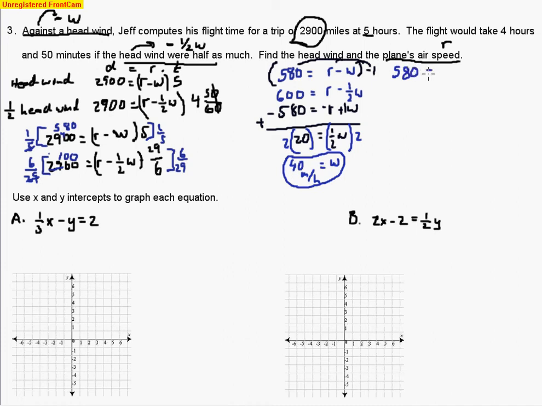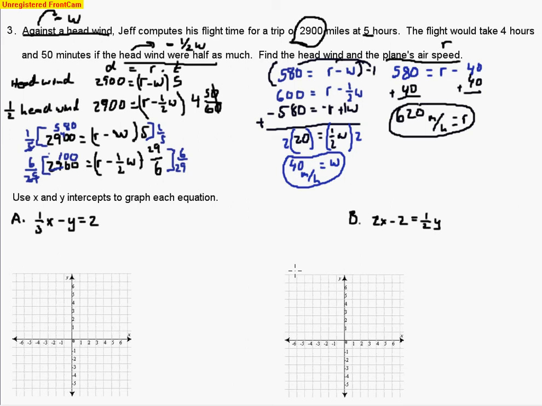580 equals r minus, and then you just put 40 in place of it. And it's just a one-step problem. So all I have to do there is add 40 to both sides. And we've got our answer. So add 40, and there it is. So that makes 620 miles per hour equals the rate of the plane in still air. Well, that gives an example of some of the problems you'll be seeing on tonight's homework.